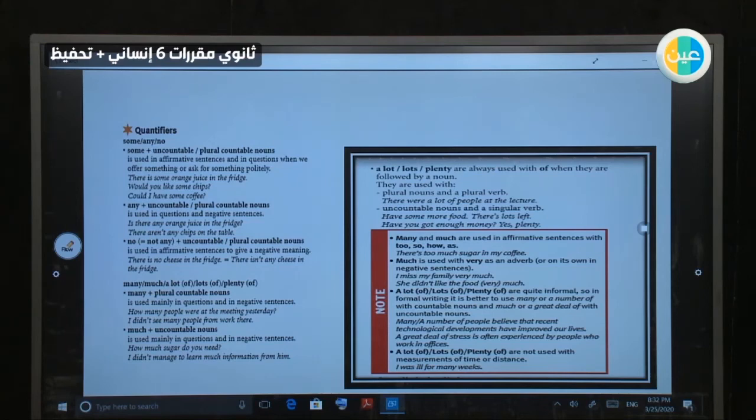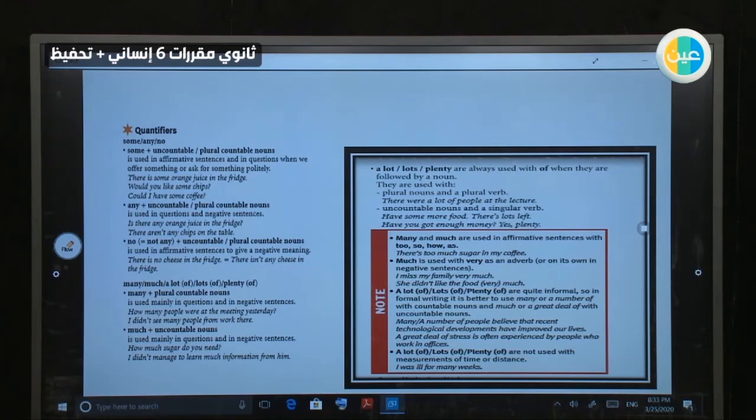We have also many, much, a lot of, plenty of. Many comes with plural countable nouns. Much with uncountable. I will say, I did not see many people. But with much, I will say, I did not manage to learn much information. Much information. We have a lot of, lots of, and plenty of, and we always use them with of when they are followed by a noun.